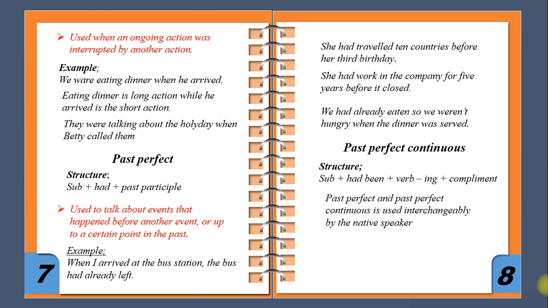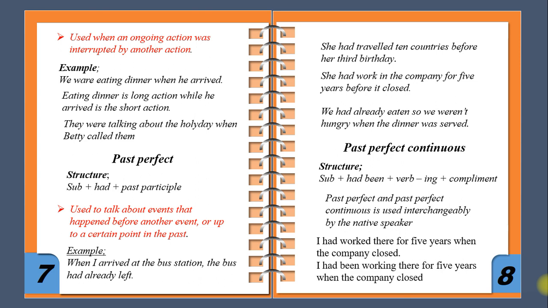Past perfect and past perfect continuous are used interchangeably by native speakers without changing any meaning. For example, I had worked there for 5 years when the company closed, and I had been working there for 5 years when the company closed. Look at those two examples. The first one is the past perfect and the second one is the past perfect continuous, but they have no meaning difference.